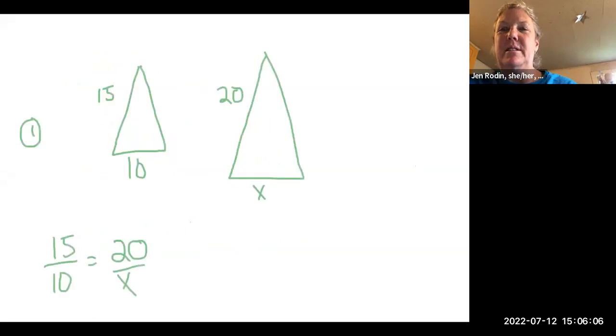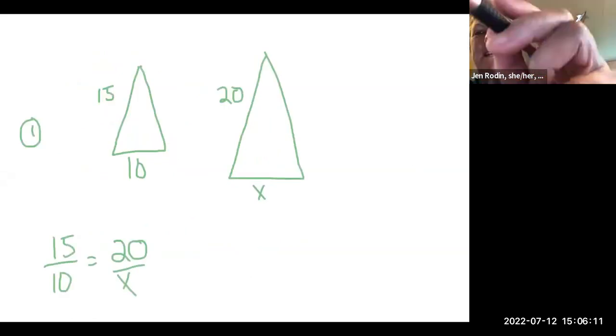Be careful what I hit. Hitting an invisible exit button.